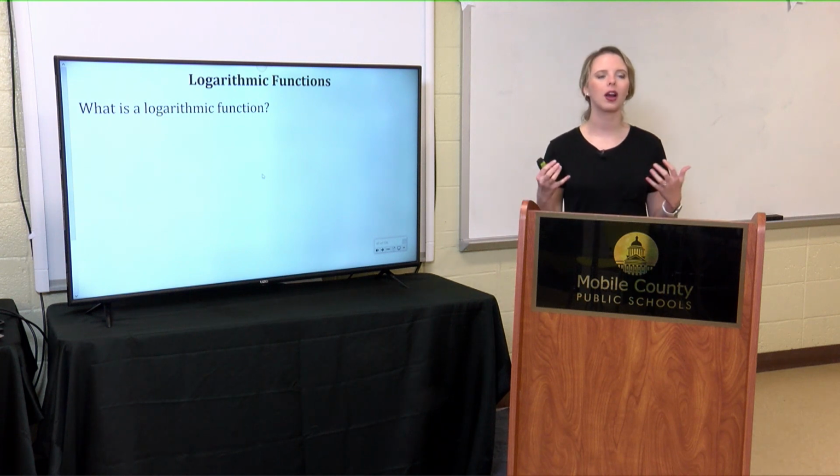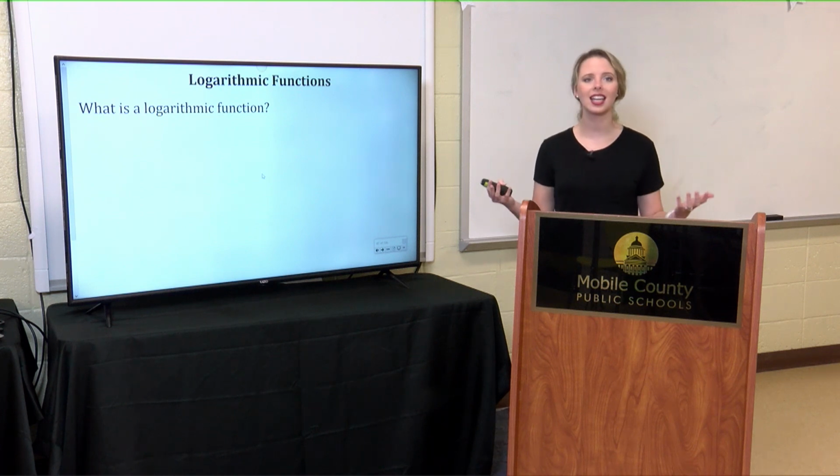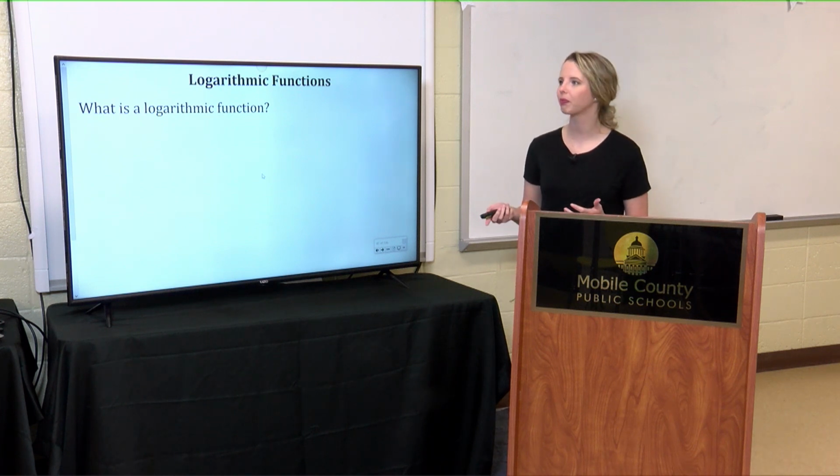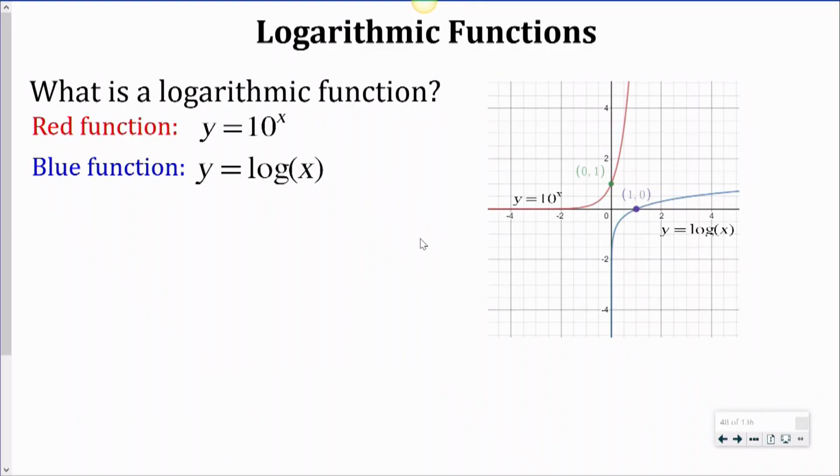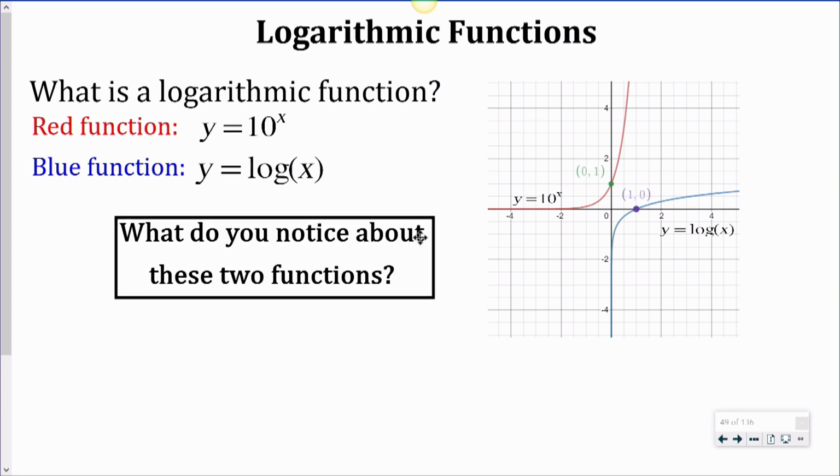can even start worrying about the graph of a logarithmic function, we need to answer this question: what is a logarithmic function? So up here I have displayed two graphs. The first one is a red graph, and it is the equation y equals 10 to the x. Now the x is in the exponent, so we know from last week that that is an exponential function. The blue is y equals log x, so logarithmic function. This is the question I have for you. What do you notice about these two functions?